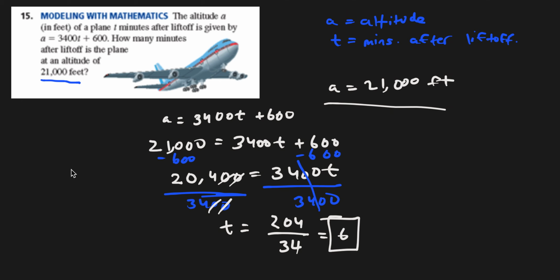Now it's a word problem, so we need to use units. So how many minutes after liftoff is a plane at altitude? The answer would be 6 minutes after liftoff. And that you can proudly box in.